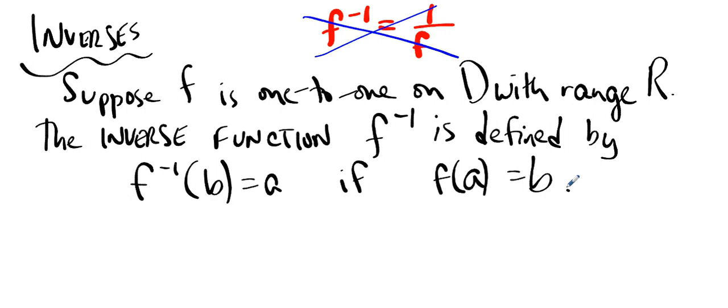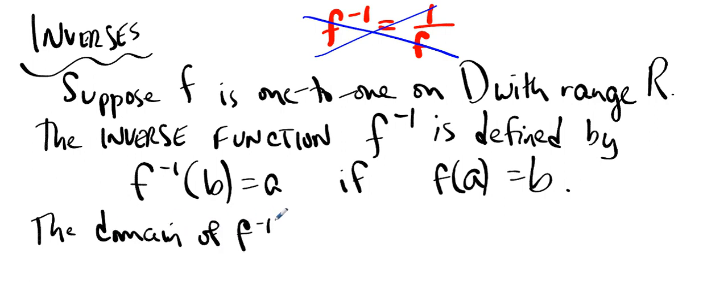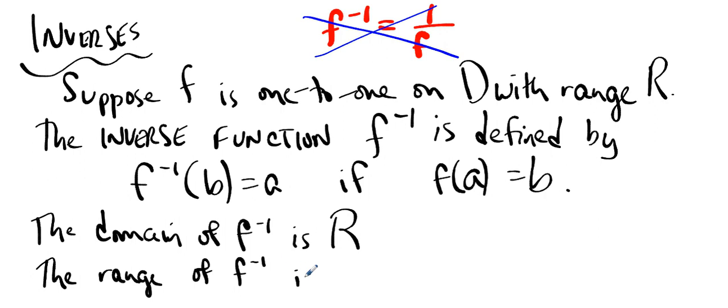So if f of a is b, then f inverse of b is a. Really, all we do is flip-flop where the x's and y's are. We flip-flop the inputs and the outputs. So what does that mean? Well, that means that the domain of f inverse is the range of f, and the range of the inverse is the domain of f. And this happens simply because we are flip-flopping inputs and outputs by definition.